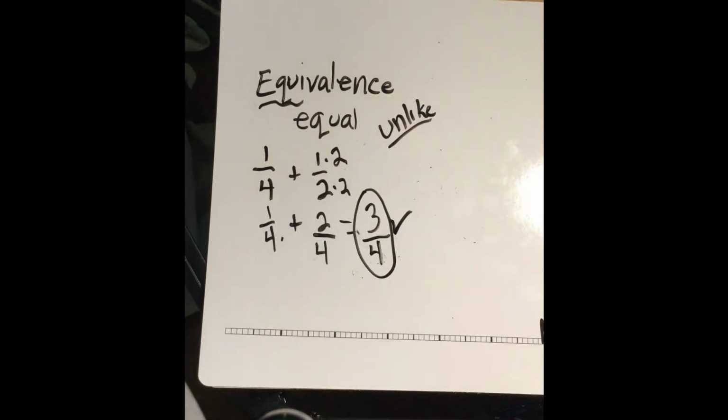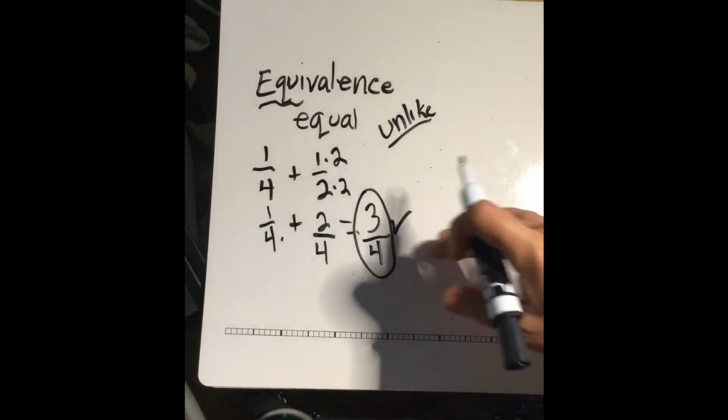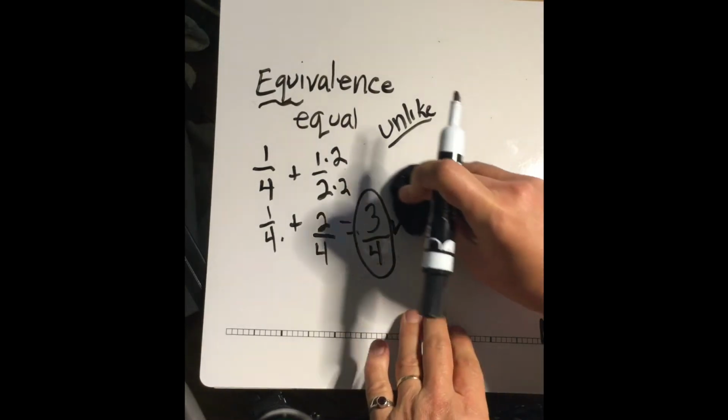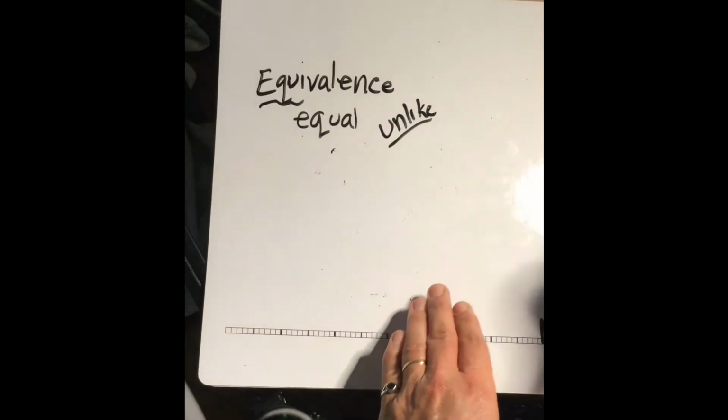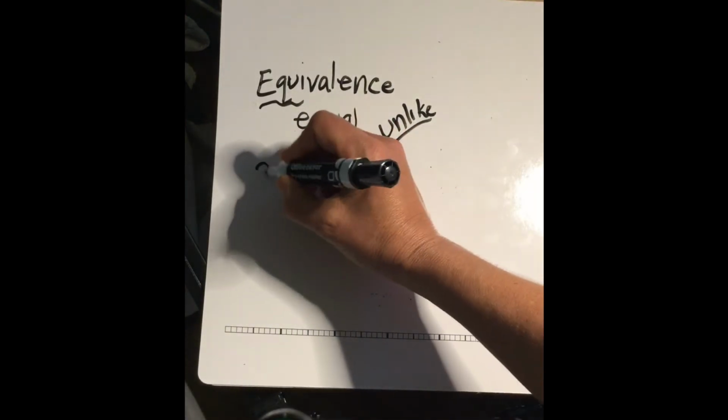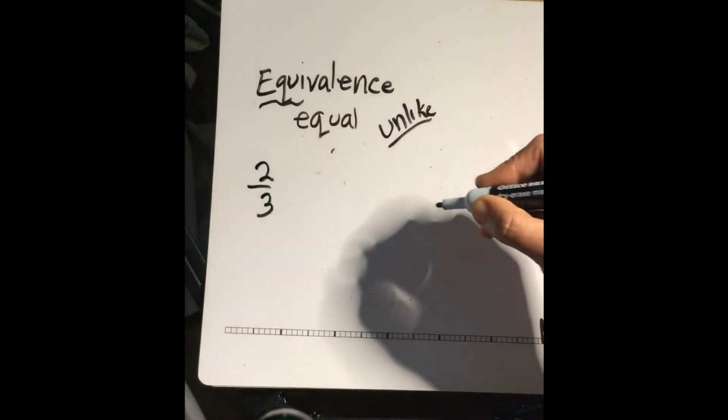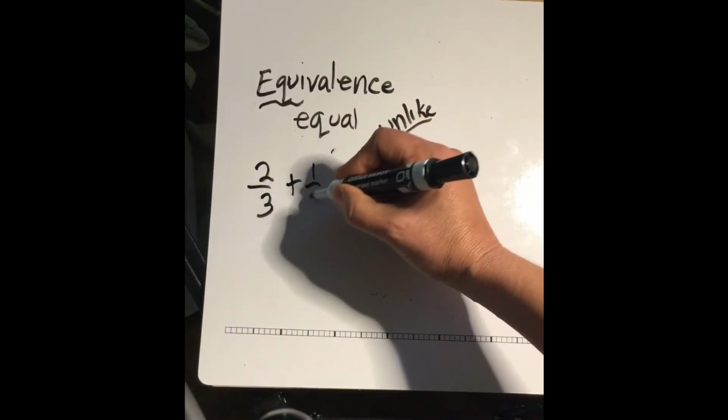Okay, let's get a little fancier. Let's try another one. If this is going too fast, you can always pause it or replay it. All right, the next one is 2/3 plus 1/4.